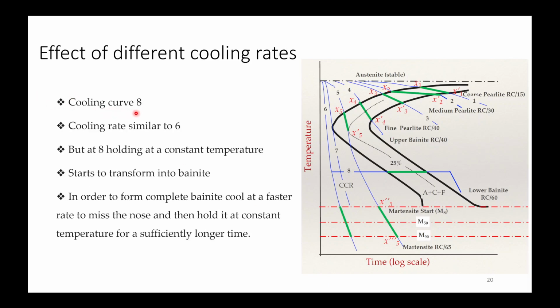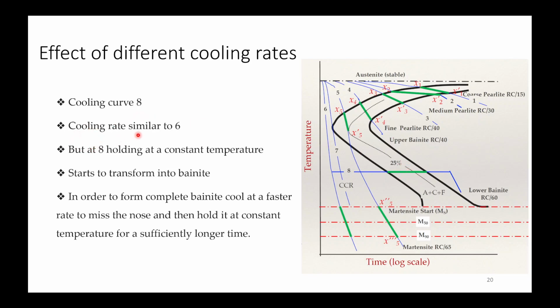Now cooling curve 8, in this case you are isothermally cooling below the nose temperature. So you are rapidly cooling, bringing this curve below the nose temperature, and then isothermally holding it for converting it into lower or upper bainite.